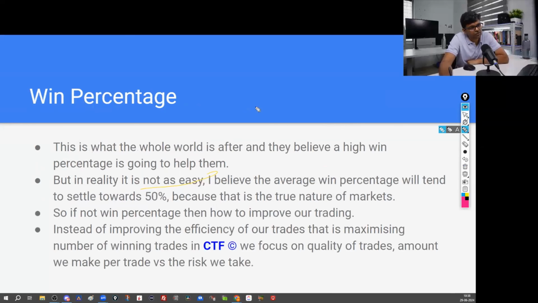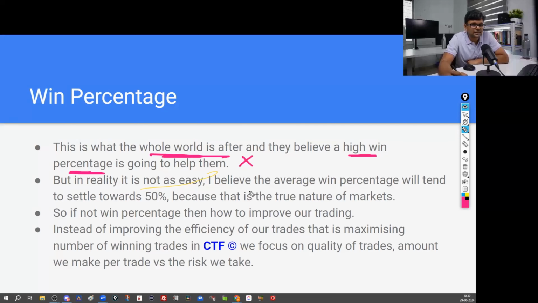Win percentage. Now, this is, as I said, the highest tracked data point. All right. The whole world is after this. They are advertising this. They are pursuing this. They are just fascinated by this. They believe that if a high win percentage is there, they are going to make consistent profits. That is simply not true. Okay.